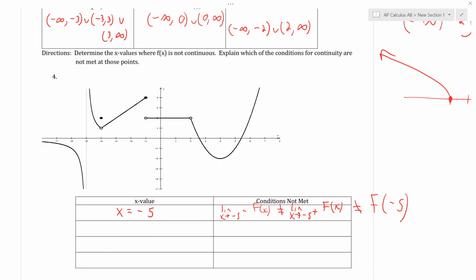The next place it's discontinuous is negative 4. But that fails. The limits exist there, right? You see that. That's a hole. But the limit and the y value are not the same. That's why that fails. So you would write, and there's not a lot of room in here, this is annoying to write in there, but the limit as we approach negative 4 is not equal to the y value there. That's f of negative 4.